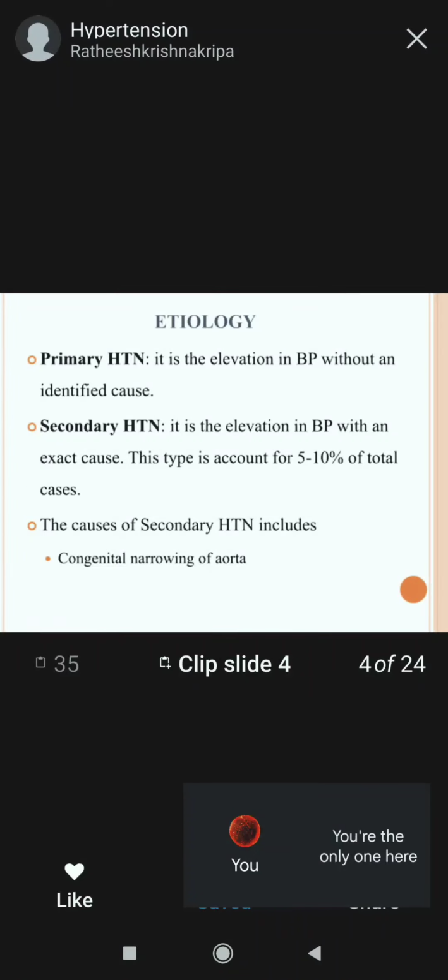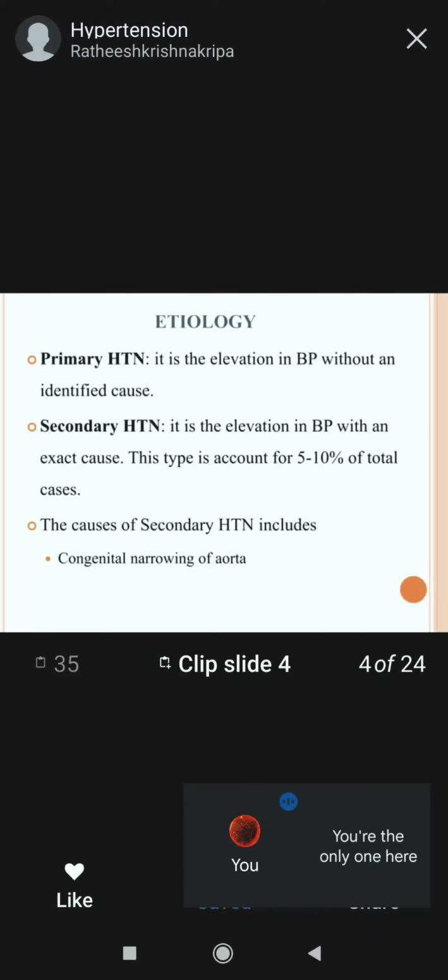So primary etiology, what is the etiology? Etiology is primary hypertension, an elevation of BP without an identified cause. Without an identified cause means we don't know how it is caused, but overall our blood pressure is increased.